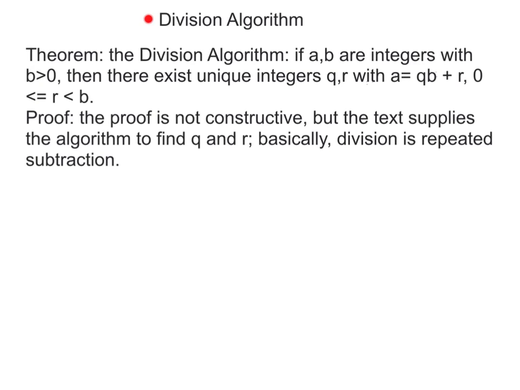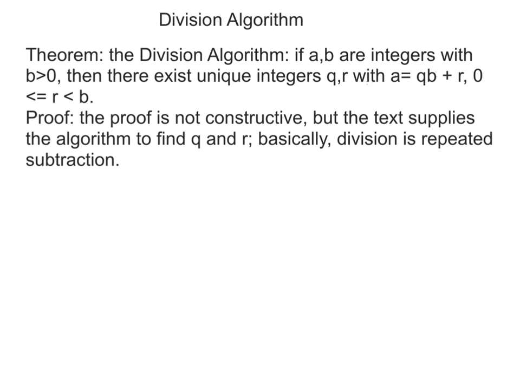Next, we will talk about the division algorithm, which comes from the theorem that says if a and b are integers with b greater than 0, then there exist unique integers q and r with a equal to q times b plus r, where r is greater than or equal to 0 and less than b. This is a fact you've been familiar with since you learned how to divide in 2nd or 3rd grade. Basically, if you have two integers, a is equal to some quotient times b plus a remainder. The proof is not constructive. In other words, it does not tell you how to find q and r, but the text supplies you an algorithm to find q and r.